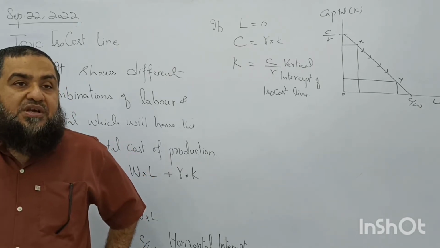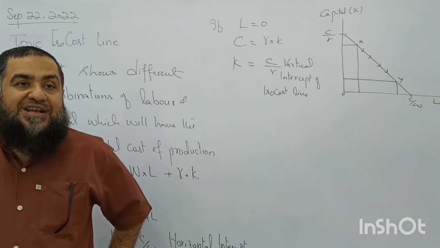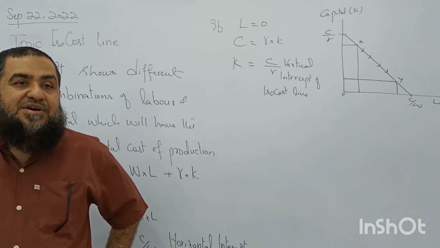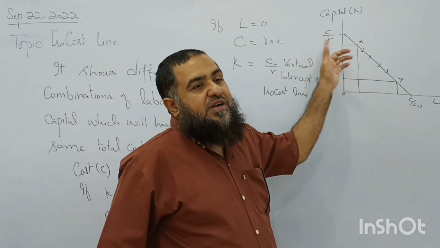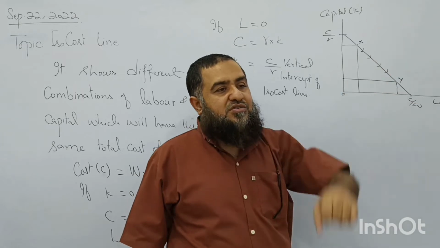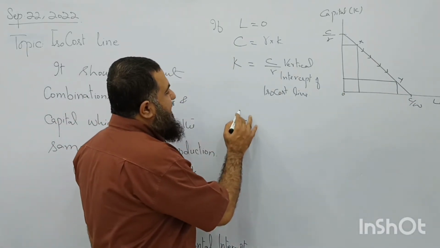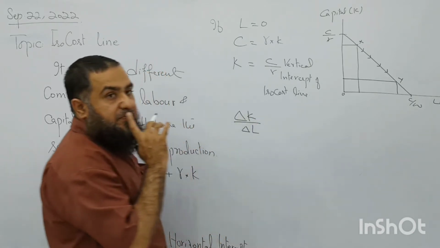Mathematicians, those who are taking maths, can they be able to find the slope or gradient of this line? Change in capital, change in labor, what will be? This is rising part, this is running part. C over R divided by C over W. Find it yourself, you can do it. The slope of isocost line is change in capital due to change in labor.